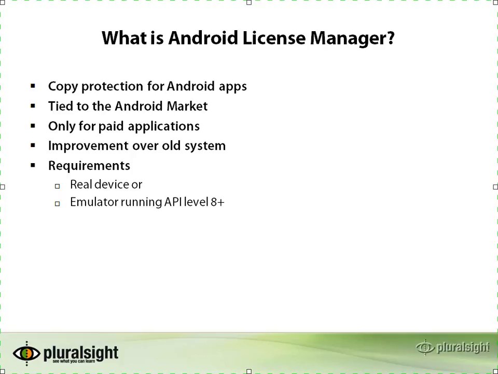The only requirement that you have is that you either need to have a real device or you need to have your emulator running API level 8 or higher for support of the Android License Manager. You can still test your app if you don't have an emulator running that high level API, but you're not going to be able to test the licensing functionality. You just have to disable it when you run your app.